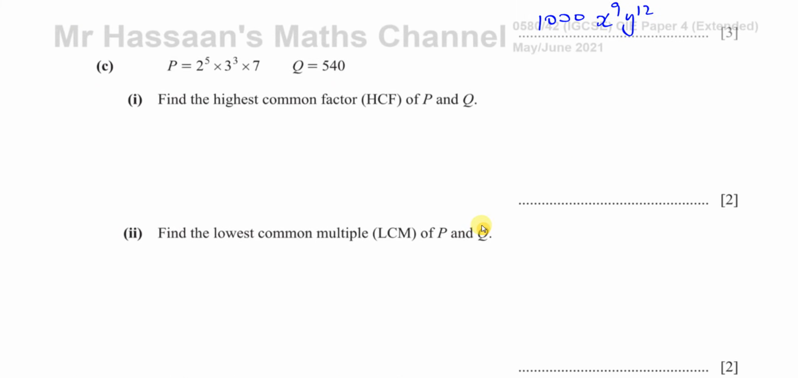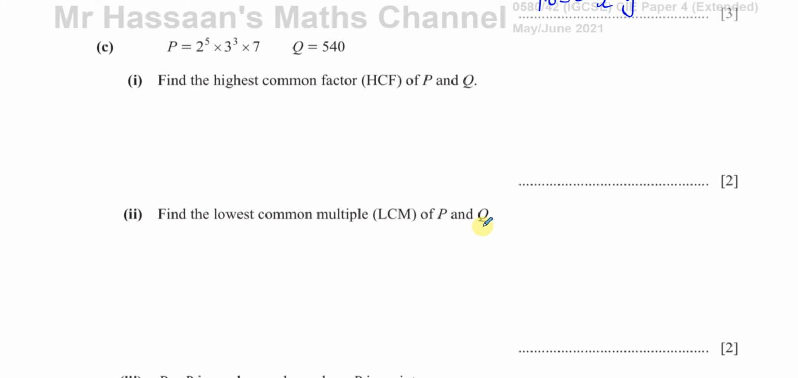Now for part C. This is the question people were asking me about. It says P is equal to 2 to the power of 5 times 3 cubed times 7, and Q is equal to 540.